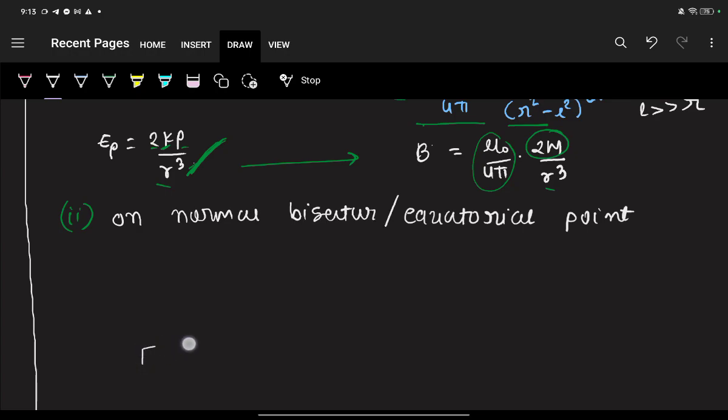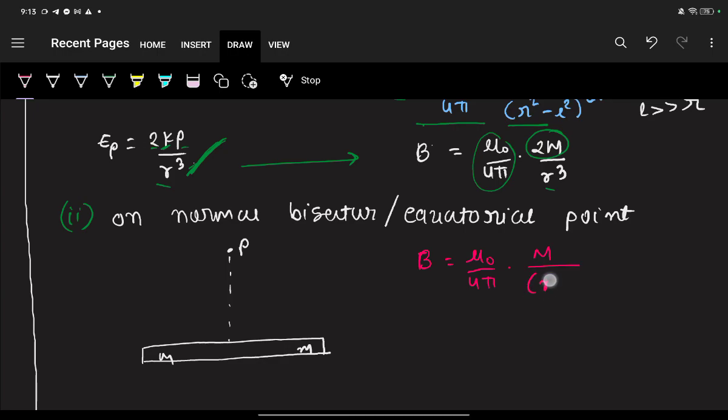This is our magnetic dipole. We are interested to find out the magnetic field strength at point P. So it is given as B is equal to mu naught upon 4 pi multiplied by capital M divided by (R square plus L square) raised to 3 by 2. And if L is very much smaller than R, then the magnetic field is given by mu naught upon 4 pi M by R cube, where R is this distance and 2L is the length of this magnet, okay?